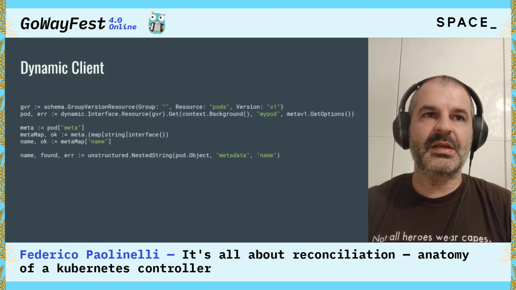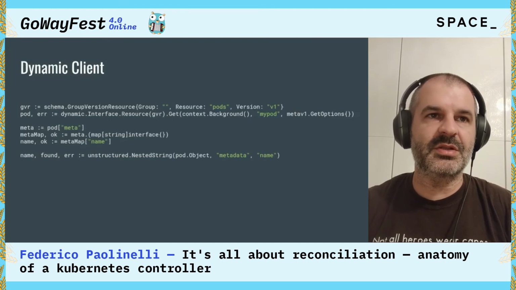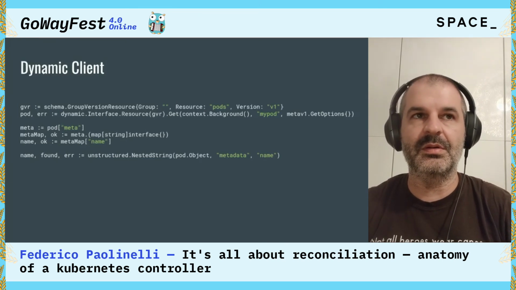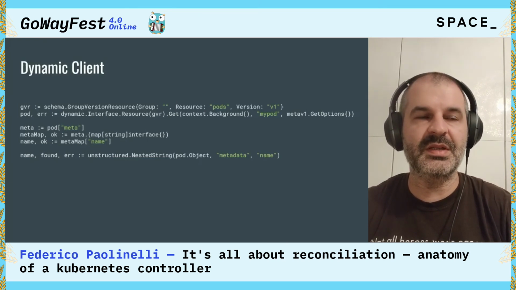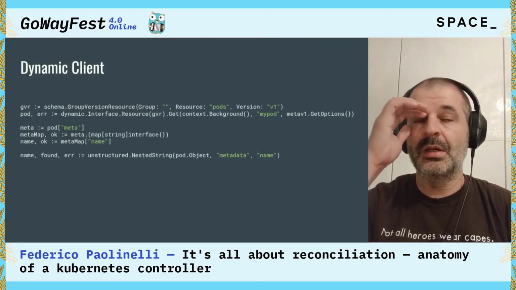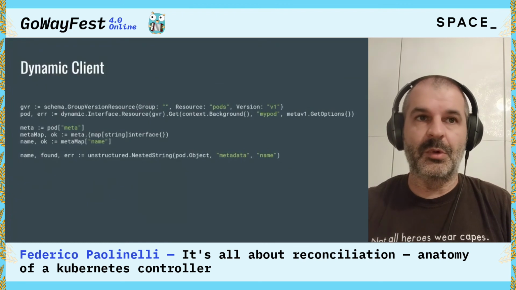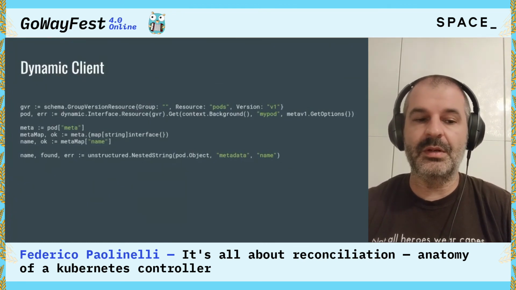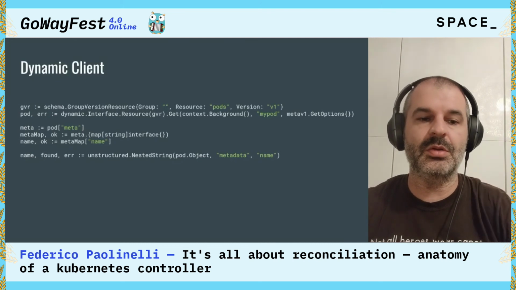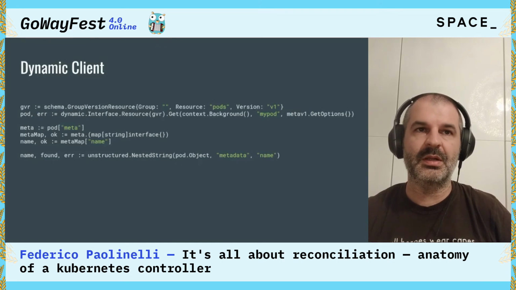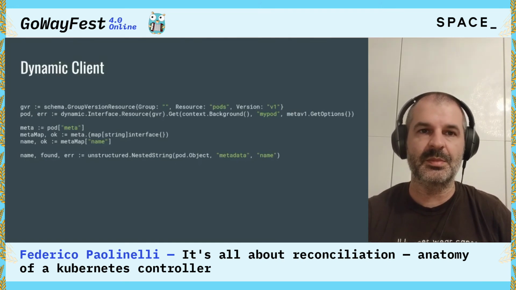The dynamic client also comes with this unstructured package, which allows us to navigate a little better without all those error-prone activities. But again, it's something pretty tricky, and more risky, I would say. But if you don't have the generated code, or you don't want to bring in another dependency, it is another option.